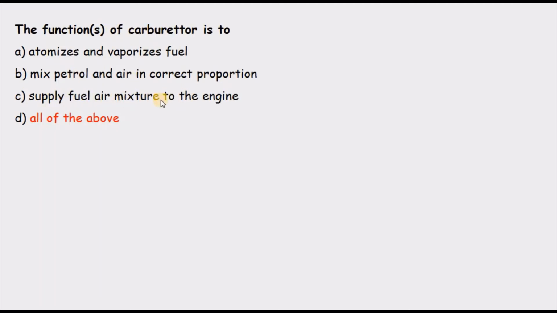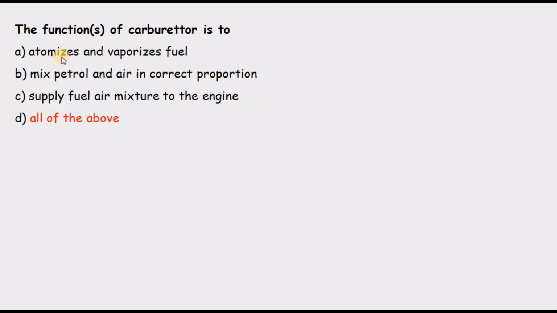Now, in order to ensure that a mixture is being supplied, first the fuel is supplied to the carburetor where air is mixed with it. Mixing the fuel and air in correct proportion is required, because depending on the different conditions of the engine, like idling, power, acceleration, etc., the required air fuel ratio is different, and accordingly different proportions of petrol and air have to be mixed. So this is also a correct answer.